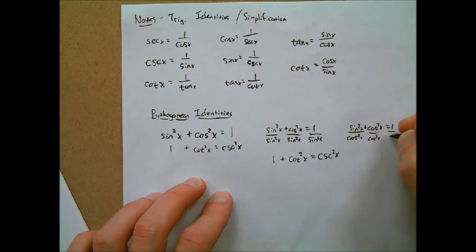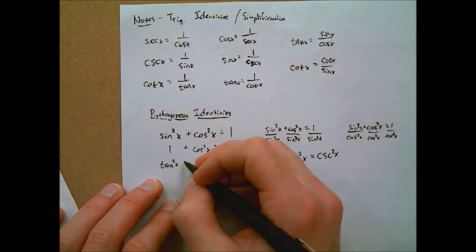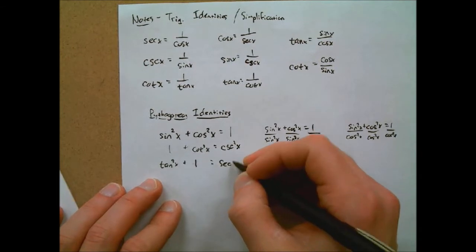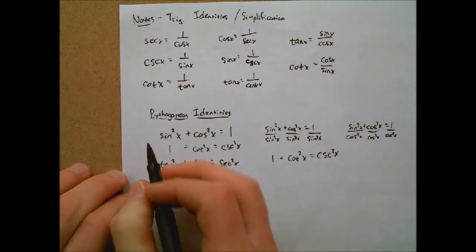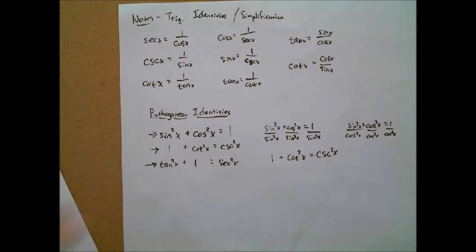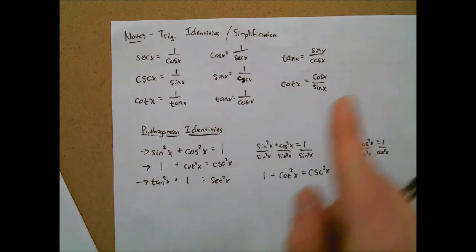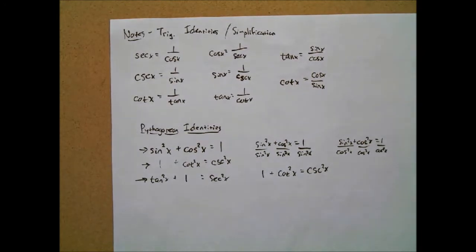Okay, sine divided by cosine will give us tangent squared x. Cosine divided by cosine will give us 1. And then 1 over cosine squared will give us secant squared x. Okay, and so there are our three Pythagorean identities. But it's really going to be a combination of all 11 of these that we're going to be using to manipulate and simplify trig expressions and trig equations as well.